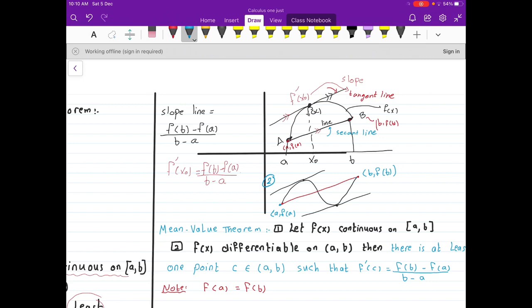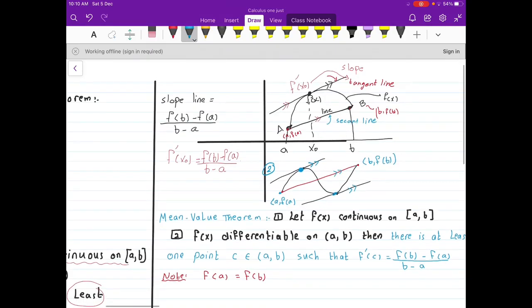Obviously, the slope of this line is f(b) minus f(a) over b minus a. If you draw a tangent line at this point, this tangent is parallel to the line that joins the two points A and B. And if we draw another tangent line at this point, this tangent is also parallel to this line. So, this is the mean value theorem.